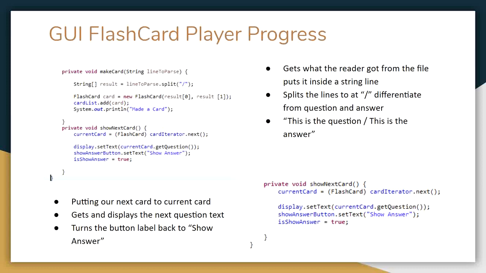In the code below, we put our next card into current card. It will get and display the text of the next card in the text area. This would just show the user the new question. And the button text is set to show answer, and when clicked it will show the current card's answer.